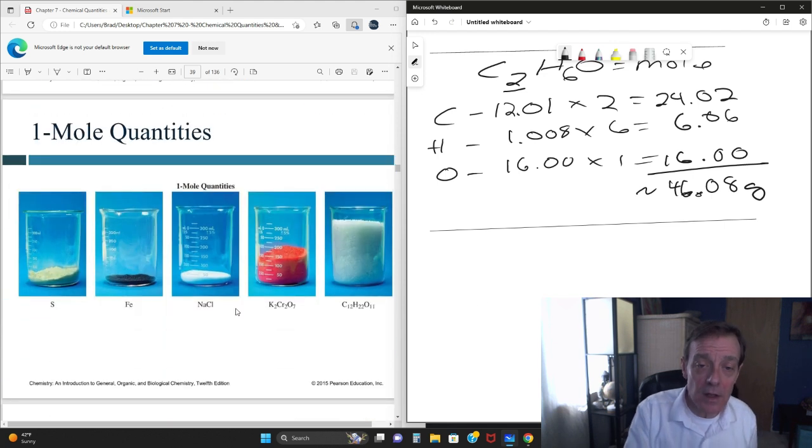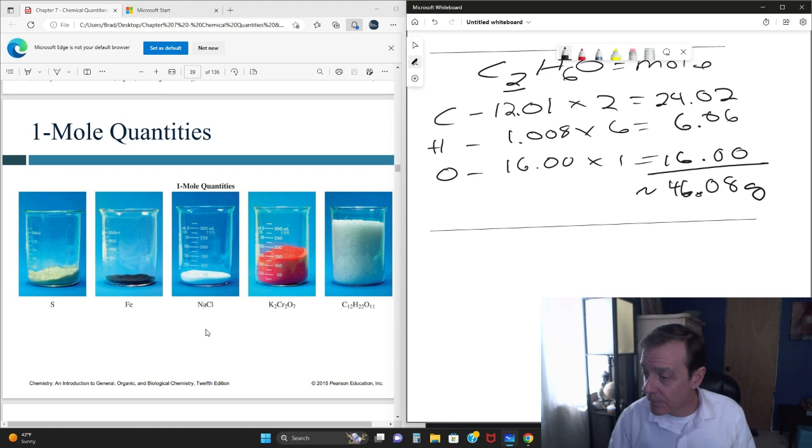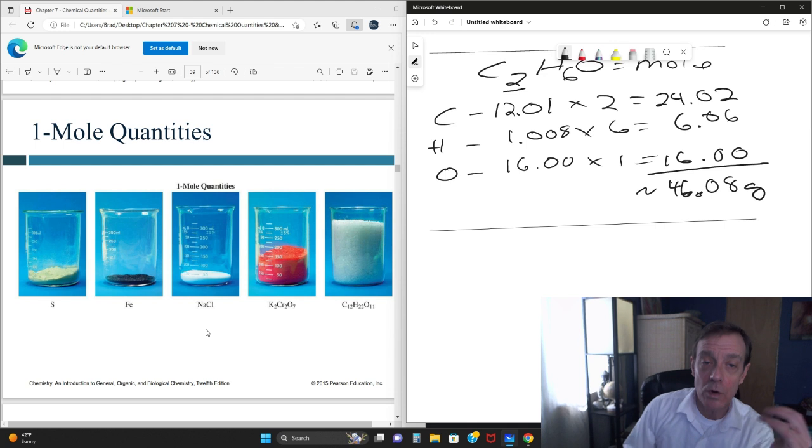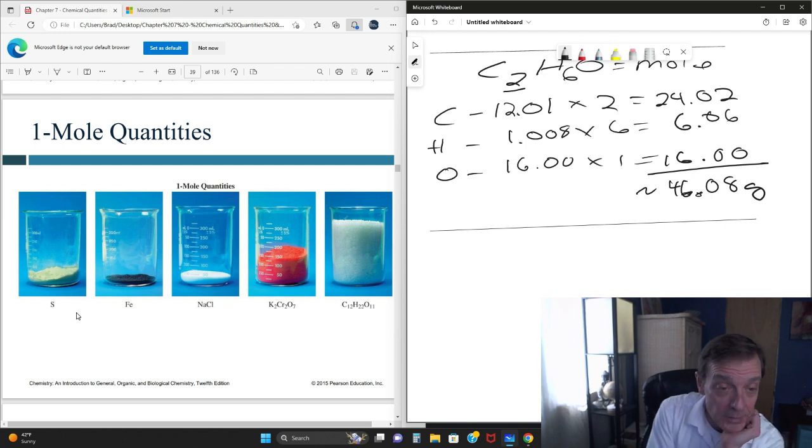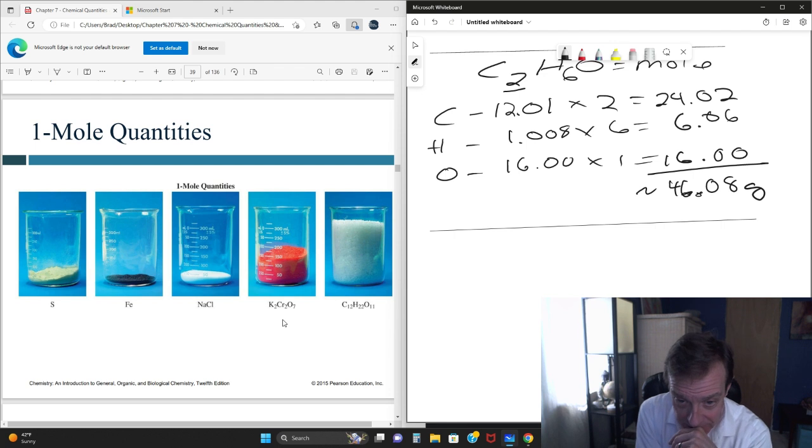And I think kind of the last little thing we'll look at today and then circle back, start tomorrow. Molar quantities. They've measured out gram equivalencies of sulfur, iron, salt, sodium chloride table salt, potassium chromate and some organic compound. I don't know which one that is. Okay. Molar mass of all of those. So each one of these contains a mole of what they are.